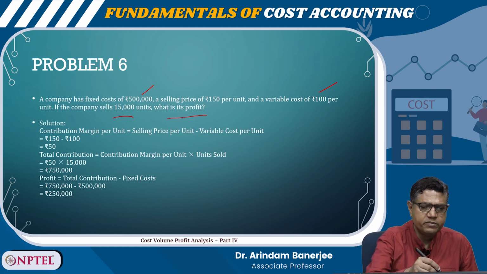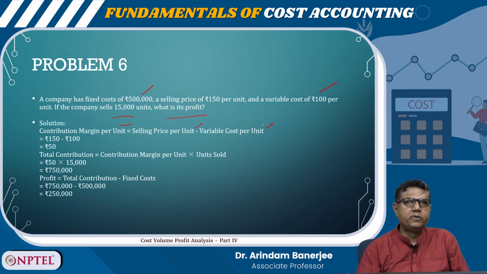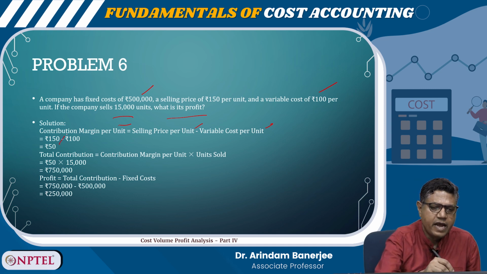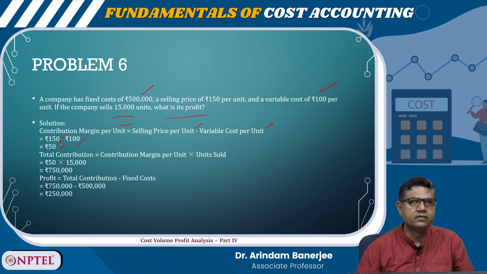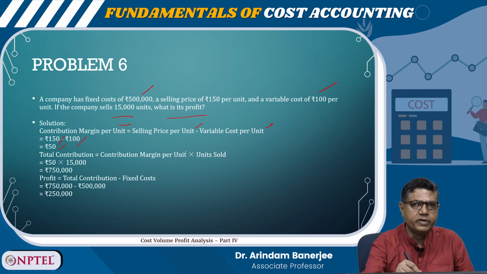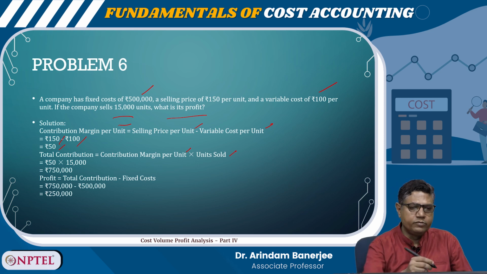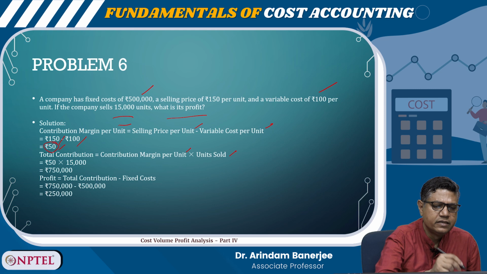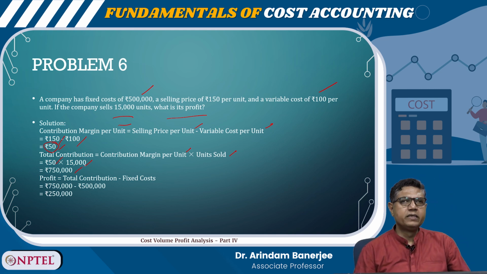So, contribution margin per unit is selling price per unit minus variable cost per unit. Selling price per unit is 150 and variable cost per unit is 100. So, the difference is 50 rupees. Total contribution is equal to contribution margin per unit into units sold. So, total contribution is 50 into units sold, 15,000. It is coming to rupees 7 lakh 50,000. So, this is my contribution.